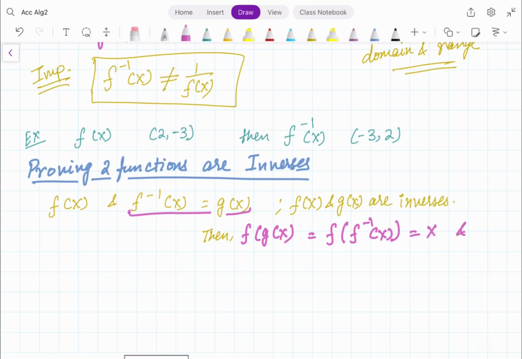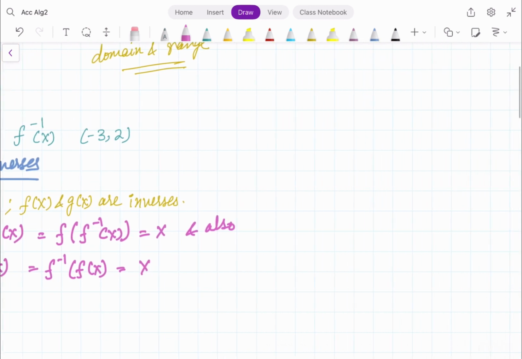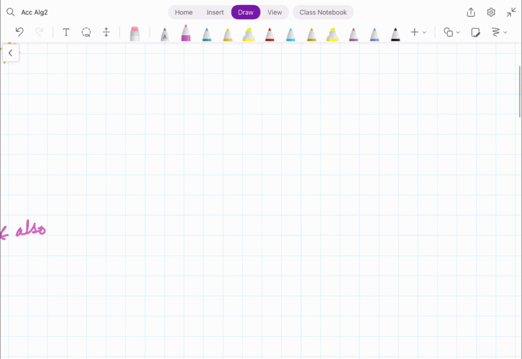x. So how can you read the first function? This is nothing but f composed with g. This is x, or g composed with f will also be x. If this condition is met, then we can say the two functions are inverses, right? So f composed with g or g composed with f should generate only x. Let's understand with one example.